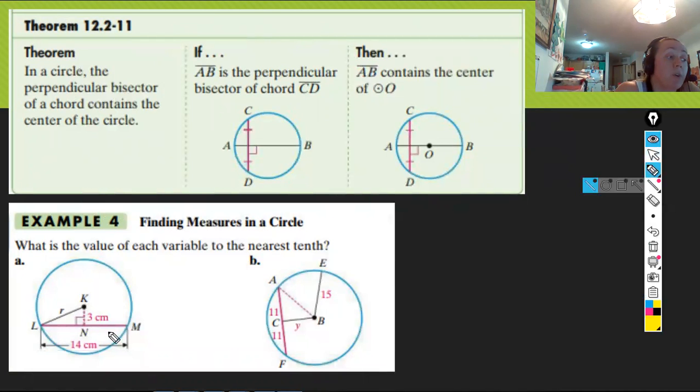I have a chord, and check it out. It looks like this part is a perpendicular bisector. So it's on that radius a little bit. So because it's a perpendicular bisector, and I know that because it makes that right angle, then we can split this chord in half, and we can say this is 7 and this is 7. And then it's just using my Pythagorean theorem.